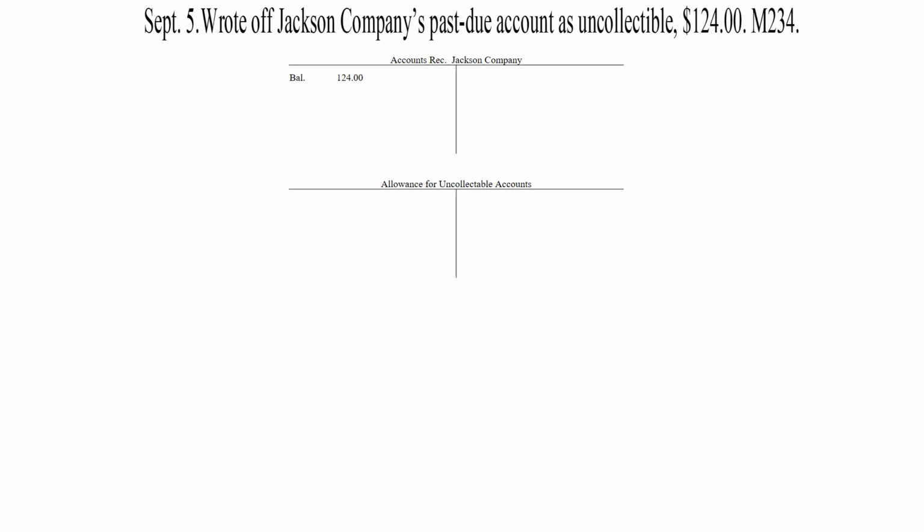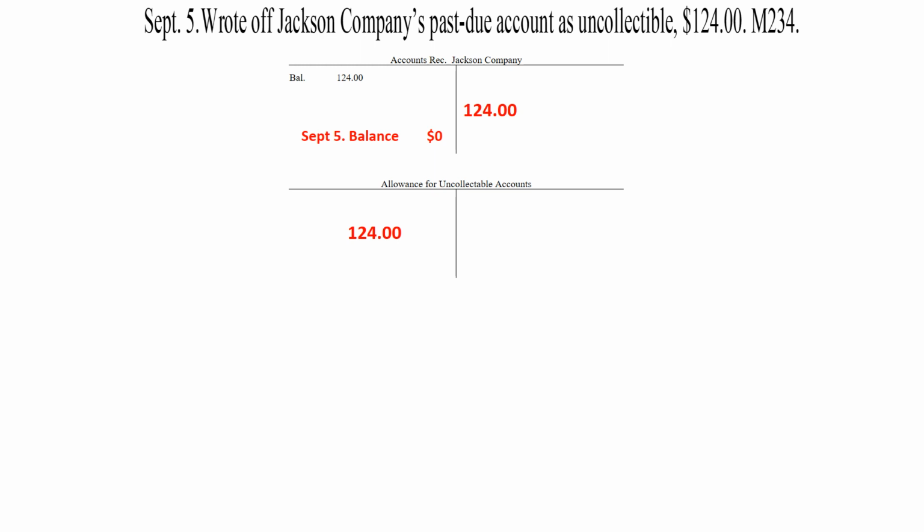If you take a look at the accounts receivable ledger that Jackson Company has, you'll notice that they have a $124 balance. Well, guess what? On September 5, we're going to make that balance zero because we're going to basically take that asset off of our books. Again, we're not going to not try to collect it, but we're going to impact our books. In order to make that debit balance of 124 a balance of zero, we have to credit it 124. And therefore, we're going to also debit our allowance for uncollectible accounts.